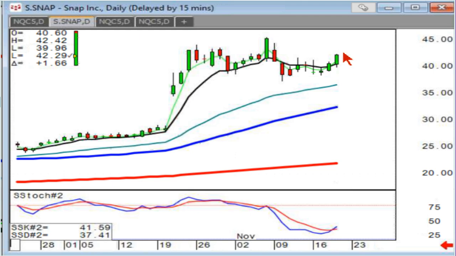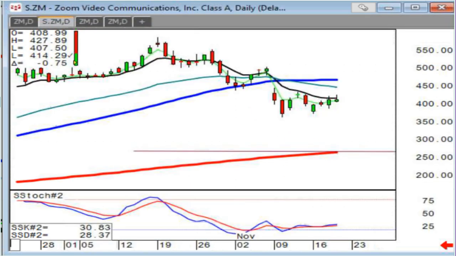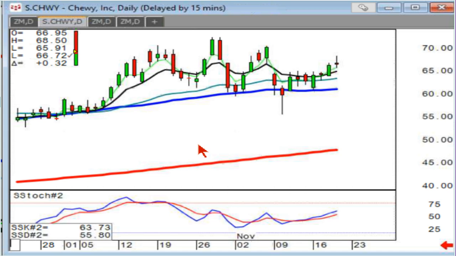Snap, starting back up. If you're buying it, you want to make sure it eventually gets up through this level. And Zoom was not doing anything of any great consequence. Would not be long or short Zoom right now. Chewy, another one that has kind of a bullish doji sandwich, bounced off the 50, but you're right here at this resistance level. If I was buying this, I'd buy it if it comes up through today's high. That would give you another doji sandwich and telling you it's breaking that level.